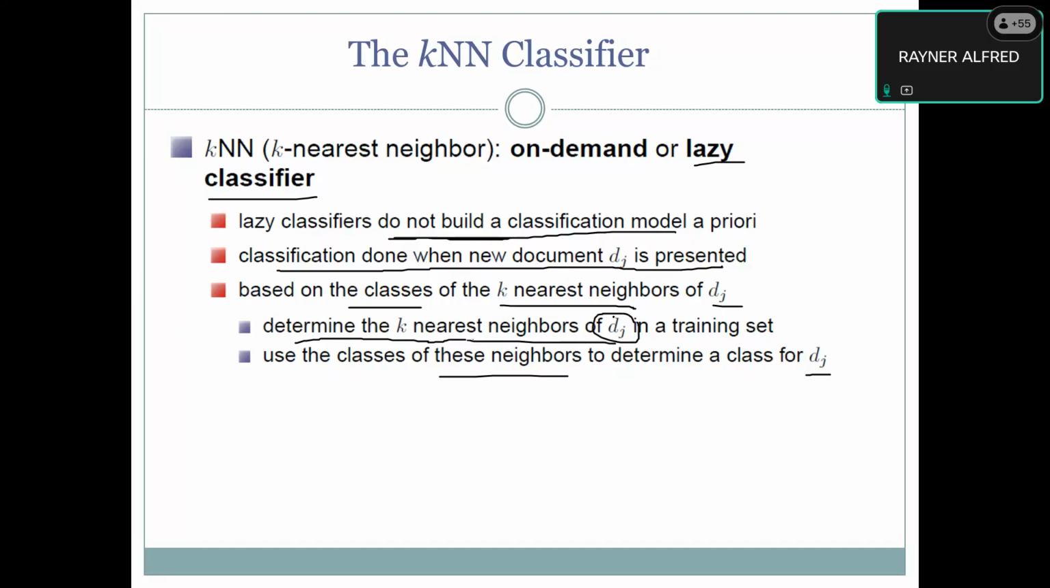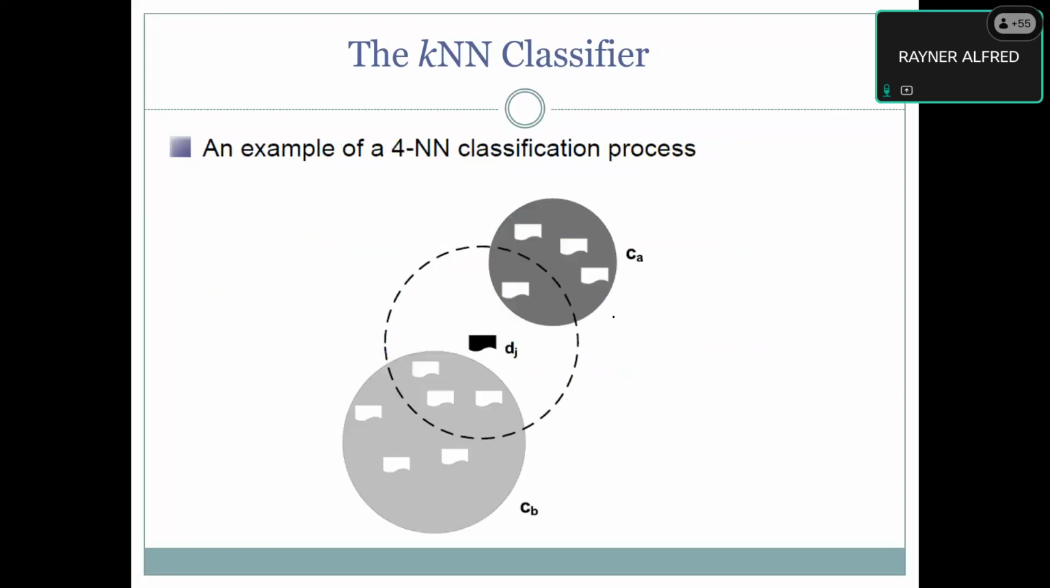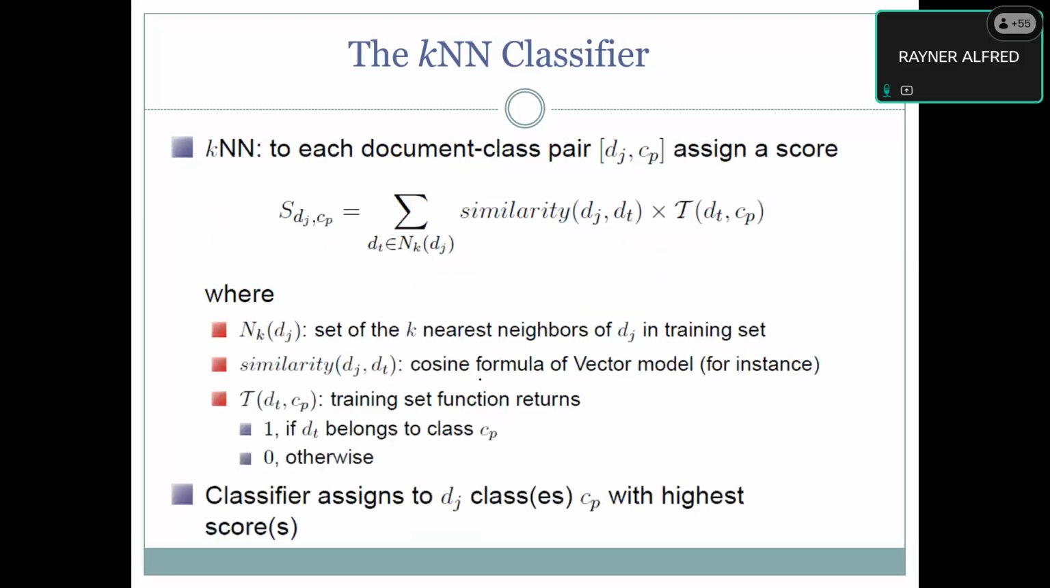Again, we use the cosine function. For example, like this, document DJ, should it belong to class A or class B? The majority of them come from class B, so we assign the class for this as class B.